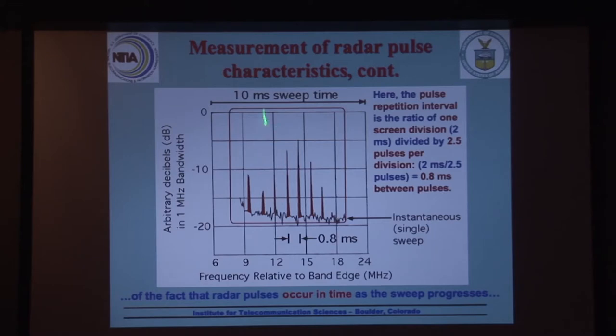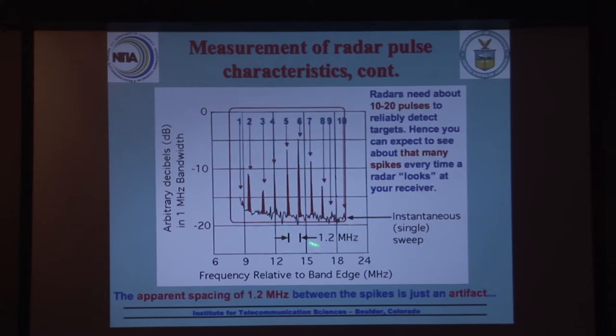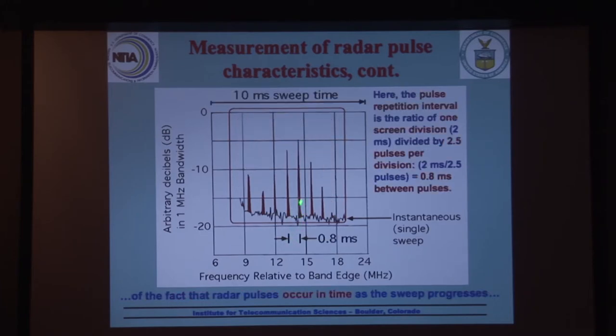But no, what's happening is the sweep time on the spectrum analyzer was 10 milliseconds. In that 10 milliseconds, we had 10 blips occur, and if we measure that off in time, it's 0.8 milliseconds, 800 microseconds, that occurred between these blips. And these blips are the separate pulses that the radar is putting out in time. So we don't use the frequency domain display. We don't say they're 1.2 megahertz apart. They're not 1.2 megahertz apart. They're all emitted on the same frequency. What happened was they're emitted on one frequency, and they were emitted 800 microseconds, 0.8 milliseconds apart.